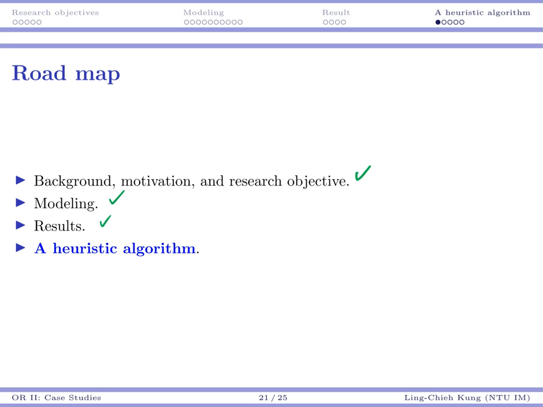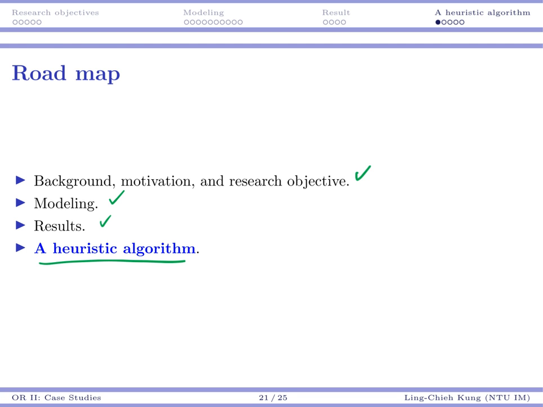So all of these are good, but going back to operations research technically, we know that a mathematical model is good, but maybe it's not enough. That's why sometimes we need heuristic algorithms. So the last thing I want to do in today's lecture is to show you a heuristic algorithm and some related discussions.